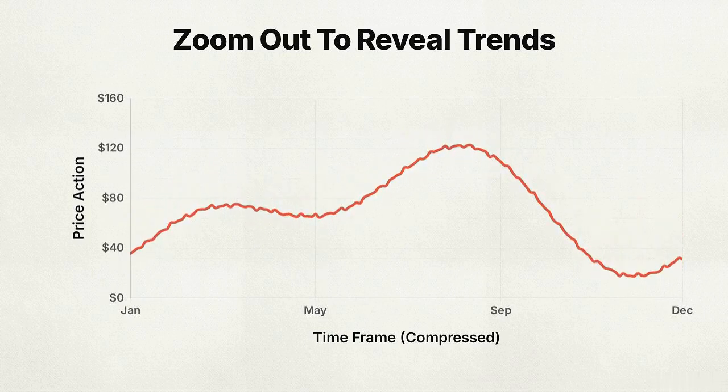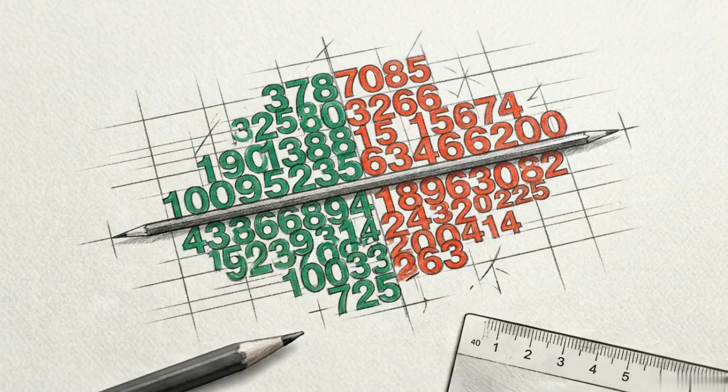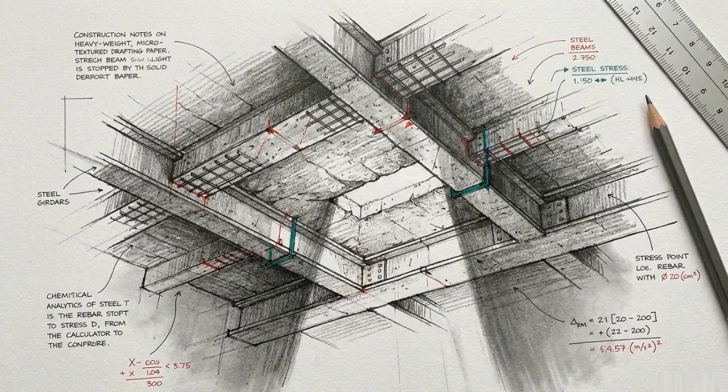By zooming out, you compress the timeline. This erases insignificant price swings and helps you isolate the price levels where major supply and demand battles have actually occurred. Now we identify the boundaries, starting with resistance.